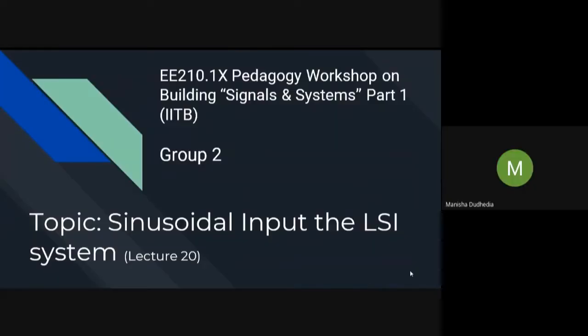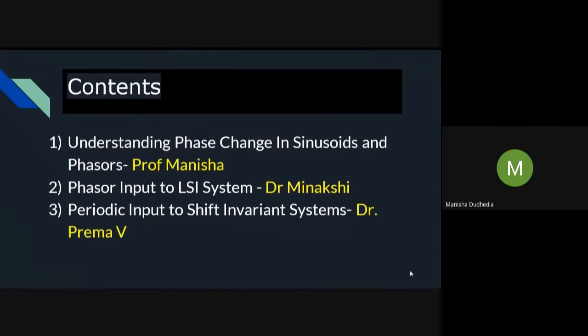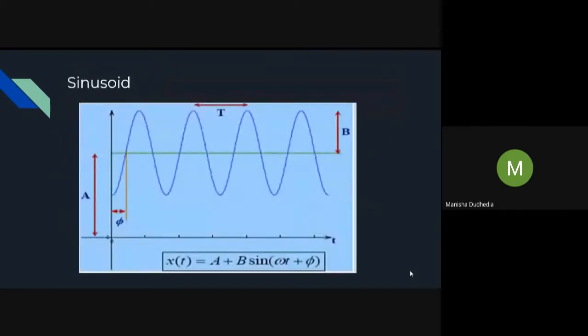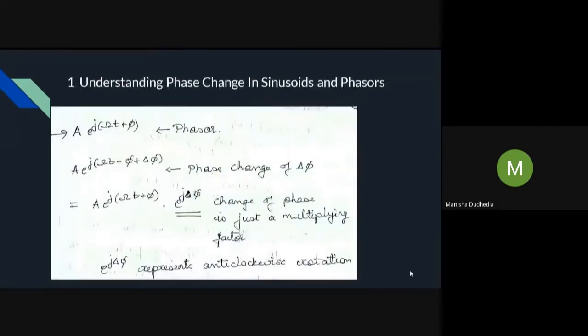Sir, we will be talking about the sinusoidal input to the LSI system and the phase. The flow of our discussion will be understanding phase change in sinusoids and phasors by myself, phasor input to LSI system by Dr. Meenakshi, and periodic input to shift invariant systems by Dr. Prema. Ms. Pradhan has already explained a sinusoid and its attributes.